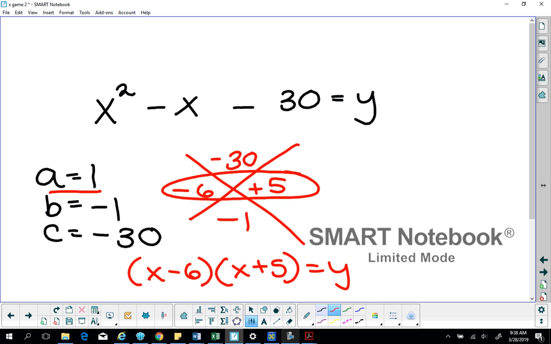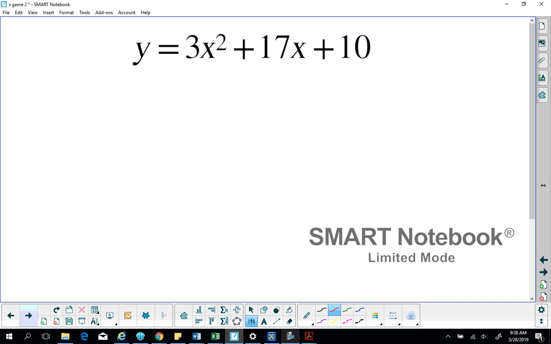So that's how you get it in factored form. That's why we played the x game. Are you guys ready to see when A is greater than 1, or do you want to practice this first? Which one? I'm going to show you one example when A is greater than 1, and then we'll see from there. So the last one I'll do when A is greater than 1.